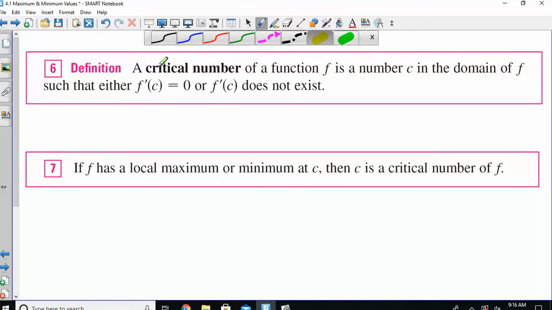The term that I will be using a lot for the next few weeks is critical numbers. A critical number is anywhere that the derivative is 0 or does not exist. And those are the points where we have our maximums and minimums. So for the rest of the day, we are going to be looking at functions and finding critical numbers for those functions.